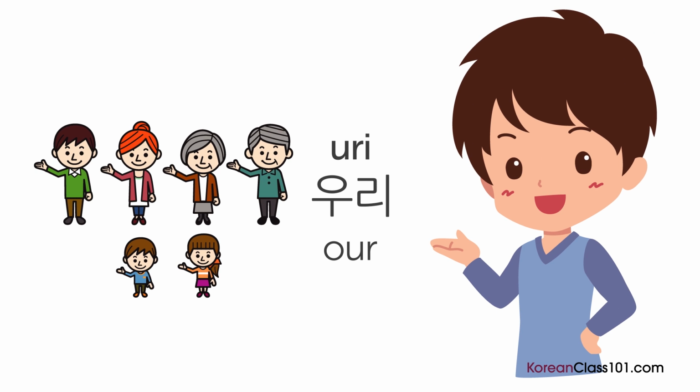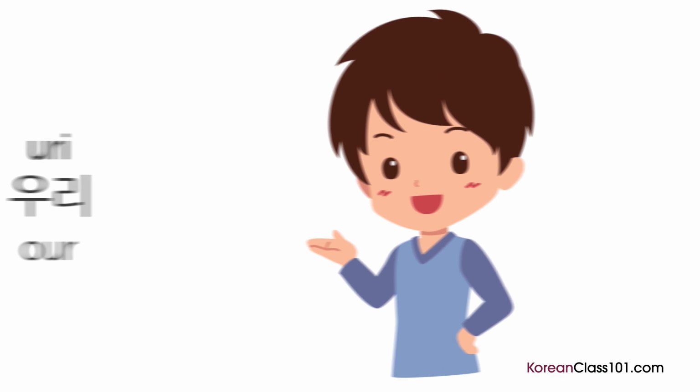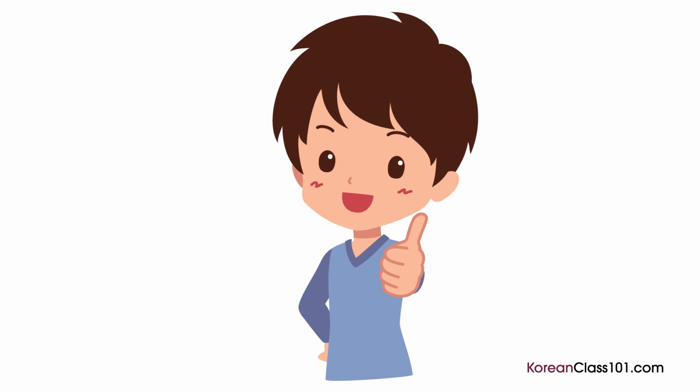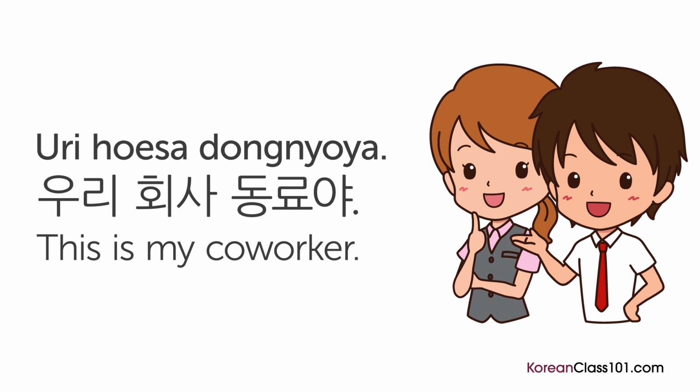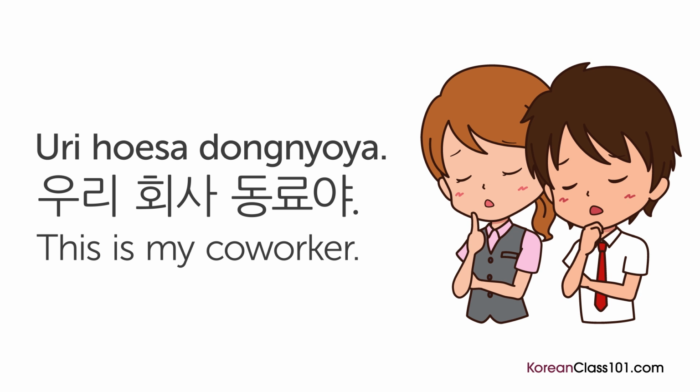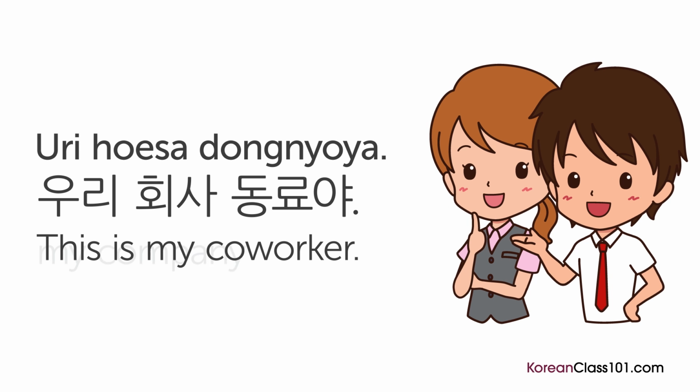Korean people use the word 우리 when talking about a group that he or she is strongly attached to, like a family member. Let's do some examples so you can learn how to use 우리 correctly. Let's say you want to introduce your coworker to your friend. You would say, 우리 회사 동료야. This is my coworker. 우리 회사 literally means our company, but you and your friend do not work at the same company. So what you actually mean is my company. By saying 우리 회사, you express a sense of belonging.